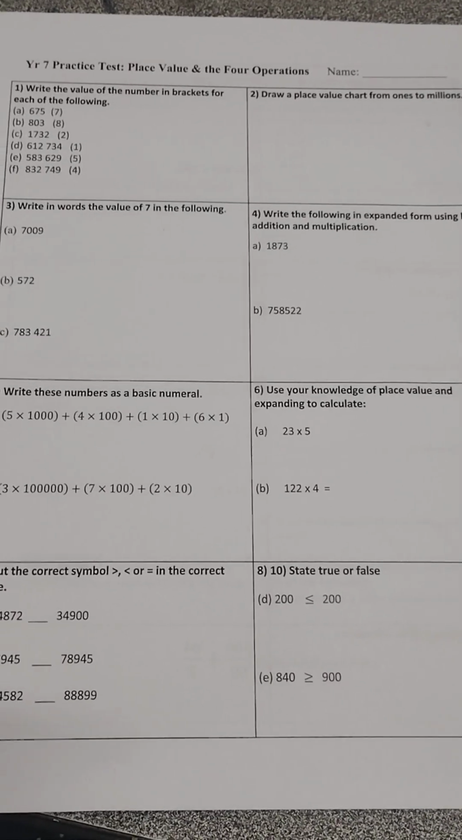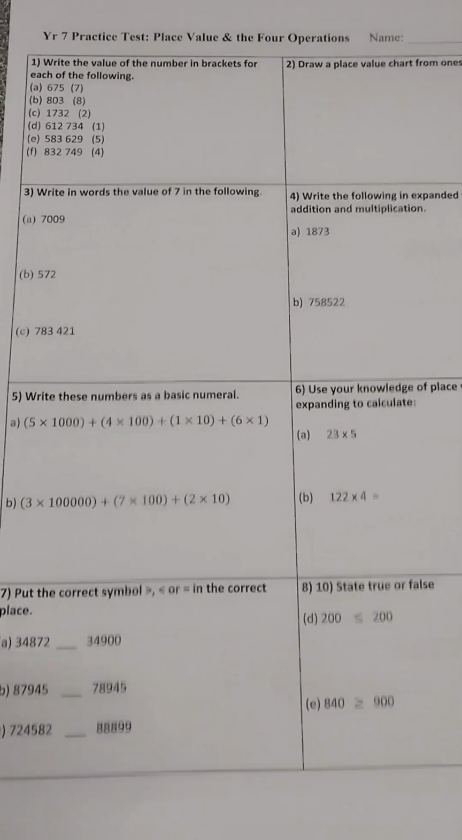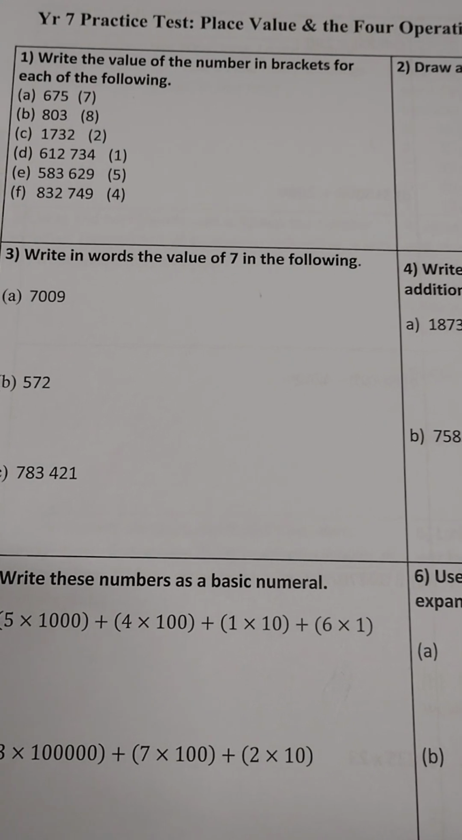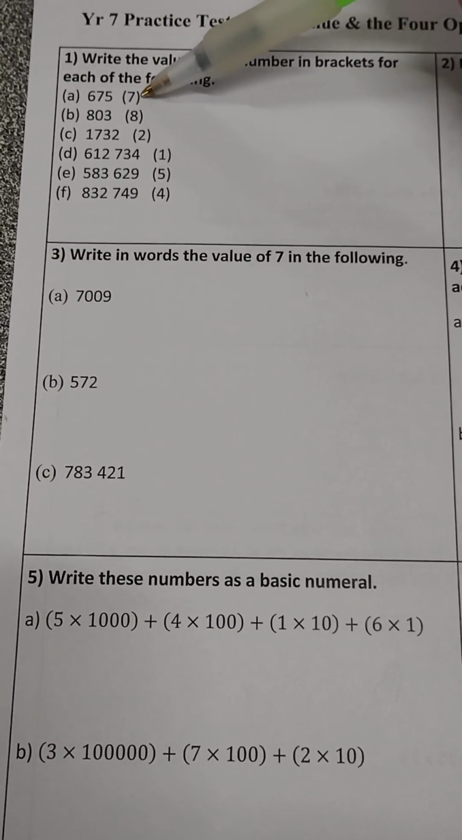Hi, these are some questions on our practice test and the first section. So let's start with number 1. Write the value of the number in brackets for each of the following. So the number in brackets here, we have 7.